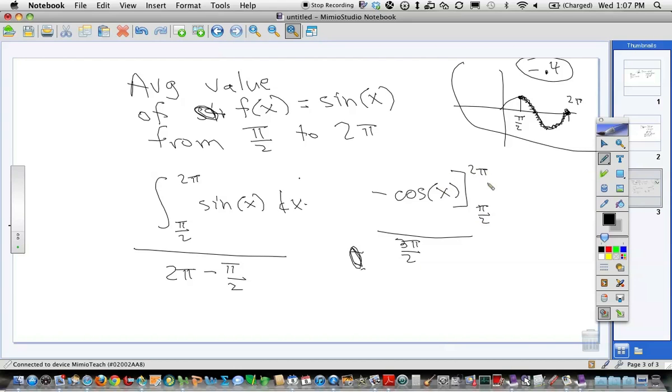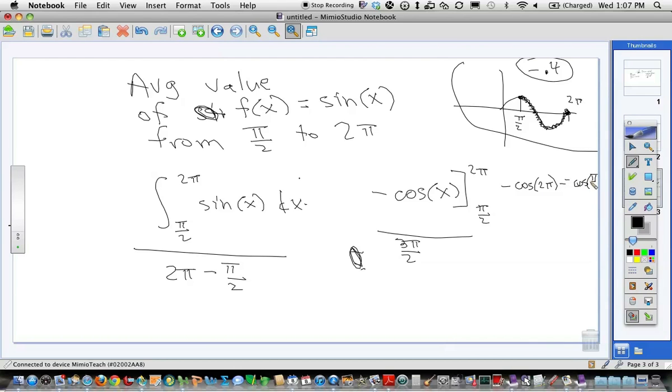So here we go. We're going to plug in that. So that'd be negative cosine 2 pi minus negative cosine pi halves. Right? Now minus a negative turns to plus. What's cosine 2 pi? Cosine 2 pi is 1, so this would be negative 1 plus cosine pi halves. Cosine pi halves is 0. So this would be negative 1 over 3 pi halves. So invert that. That'd be negative 2 over 3 pi.